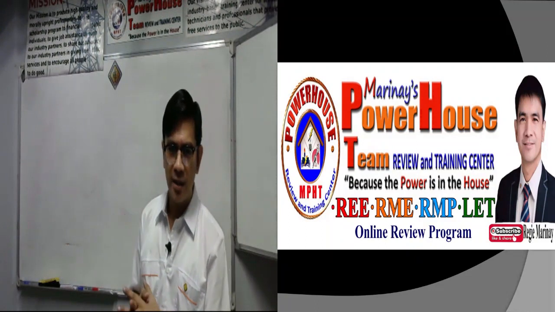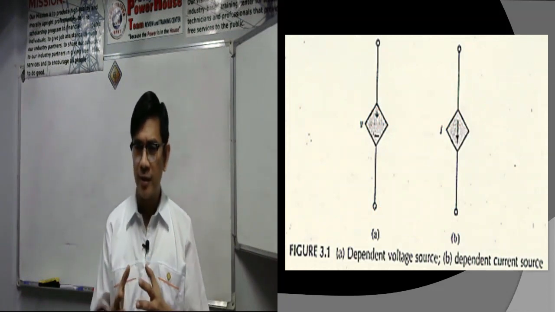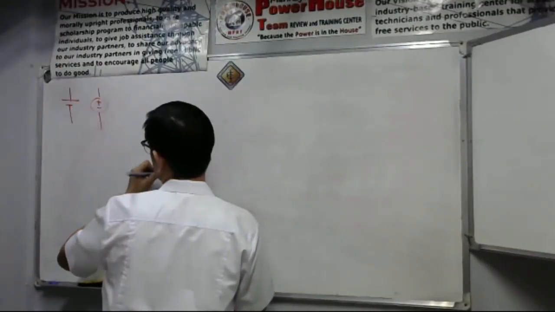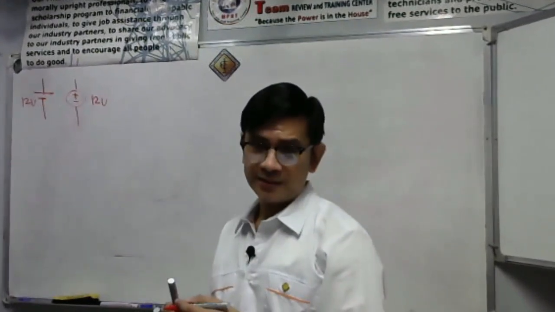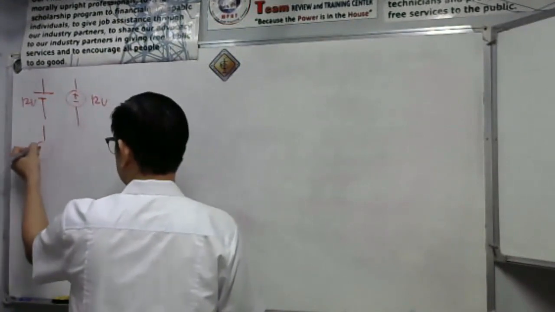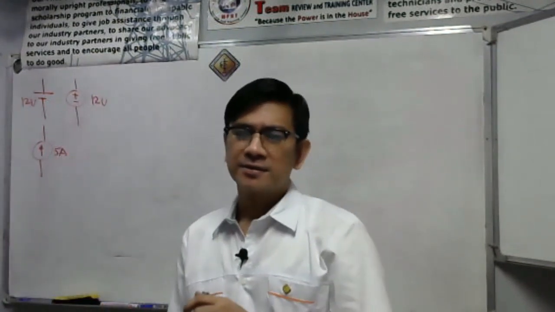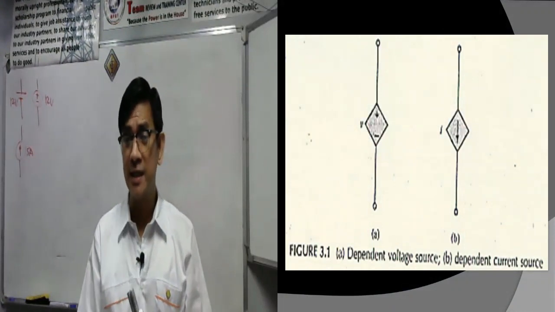Okay, partner, let's go with our topic. Our topic for today is about dependent sources, part 1. Here you see the diamond shape. If you see a diamond shape source, that is what we call a dependent source. In an electric circuit, if you have a plus-minus source, let's say this is 12 volts, that is an independent voltage source. If you have 5 amperes, that is an independent current source. But this time we may see the diamond shape, which means it is a dependent source.